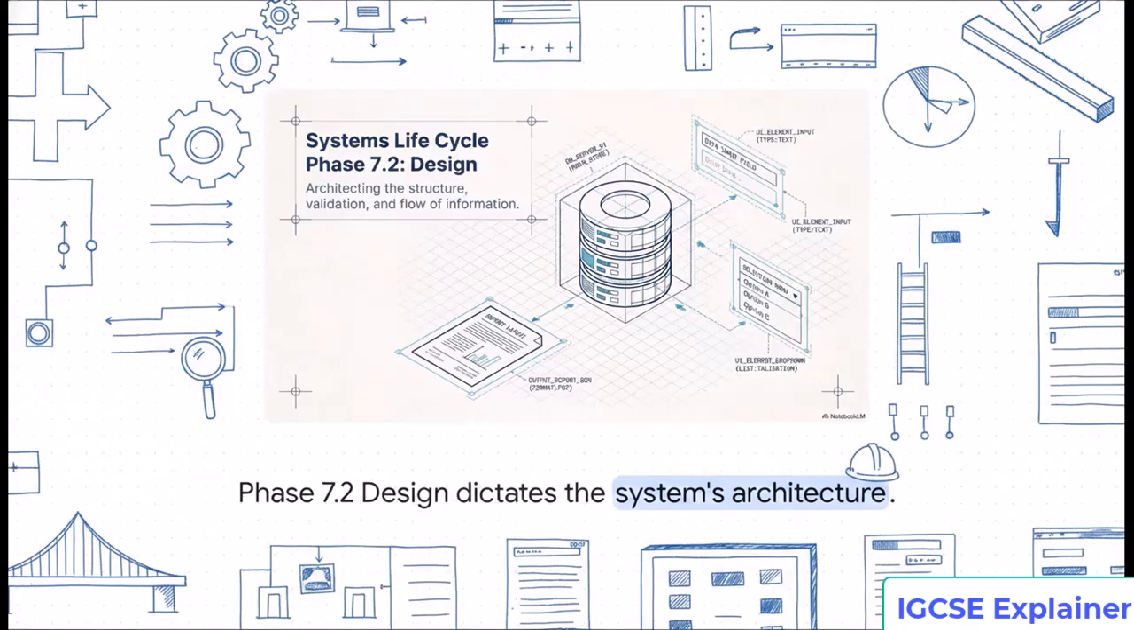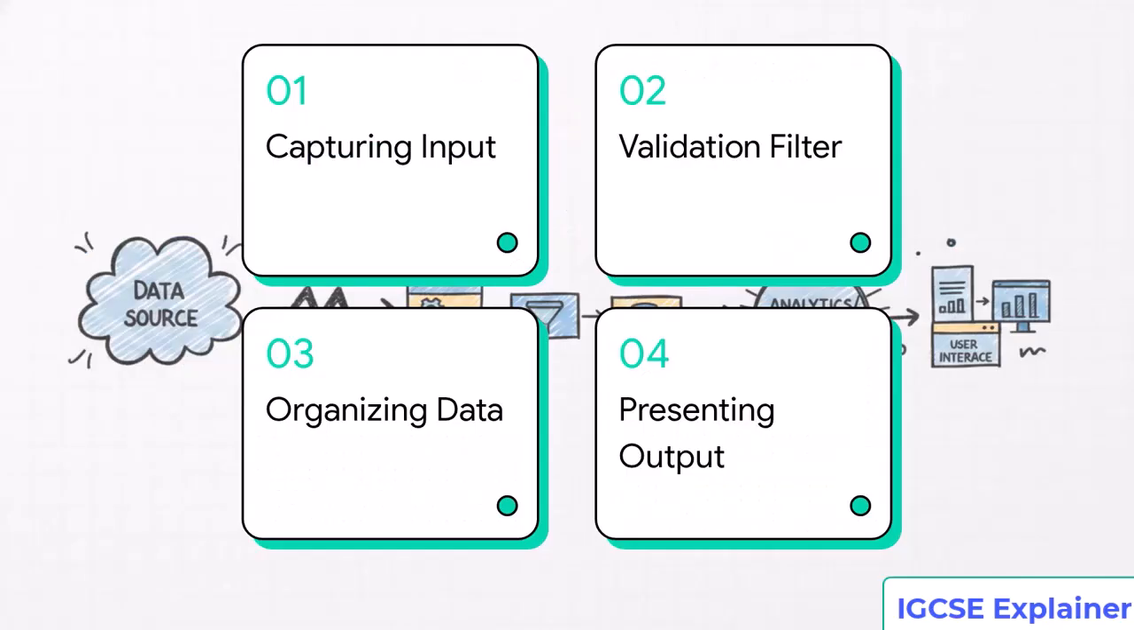This phase happens right after an existing system is analyzed, and it's basically where the systems analyst sits down to plan exactly how our new system will look and function. We're shifting gears here. We're moving from simply understanding a problem to actively building the architecture that's going to solve it. To make sense of all this, we're going to follow a single piece of data on its chronological journey through 4 critical phases: capturing input, passing through the validation filter, organizing it into storage, and finally, presenting the output.